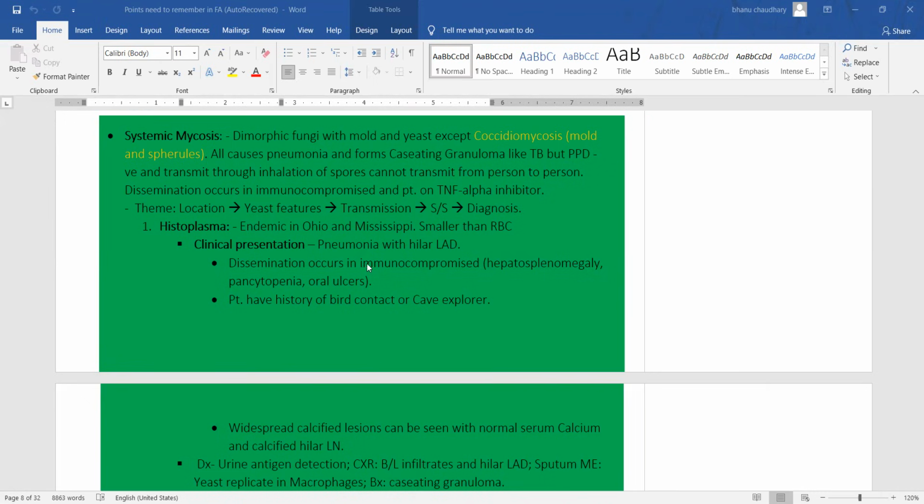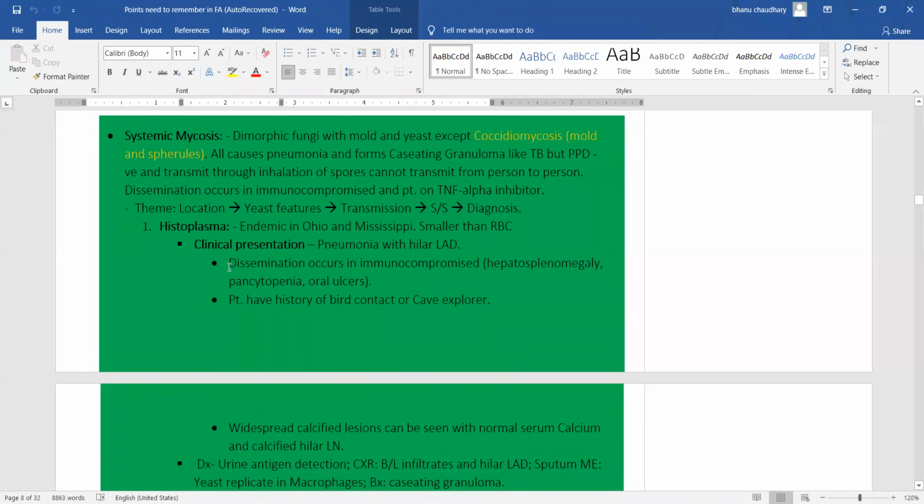Okay. And then the dissemination, of course, occurs whenever the patient becomes immunocompromised or the patient is on the TNF-alpha inhibitor therapy. They will get the dissemination through the reticuloendothelial system. Okay, and that's why it can go to your liver and cause the hepatomegaly. They can infect the bone marrow of the patient, and that's why they can cause the pancytopenia. Okay, the patient can get the oral ulcers. Very important, the GI involvement. In the GI involvement, you will get the hepatosplenomegaly and the oral ulcers. And if the dissemination occurs to the bone marrow, the patient can get the pancytopenia.